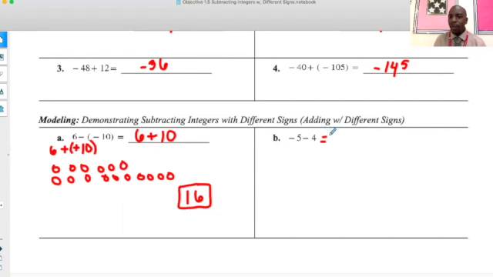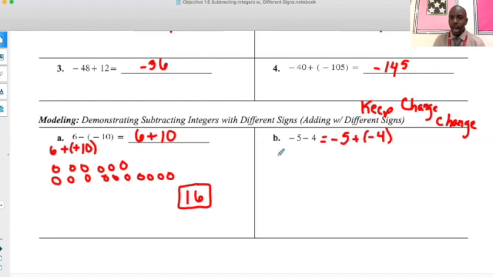-5 minus 4. First thing we need to do is make sure we change it into an addition problem. I want to write up here, keep, change, just in case someone didn't understand what KCC stands for. That stands for keep, change. And that's what we want to do here. Whenever we see subtraction problems, we want to keep the first number, -5, change the minus to a plus, and change that 4 to a -4. So this is what our problem looks like.